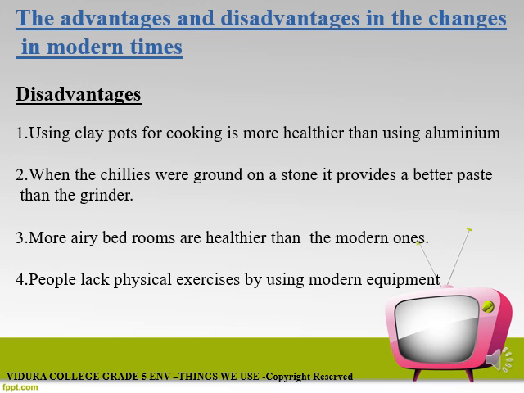So we are going to learn the advantages and disadvantages in the changes in modern time. First we will discuss disadvantages. Using clay pots for cooking is healthier than using aluminium. Then when chilies were ground on a stone, it provided a better paste than the grinder. Then more airy bedrooms are healthier than the modern ones. Now in modern bedrooms we have air conditioners to keep us cool, but in those days we had more airy bedrooms.